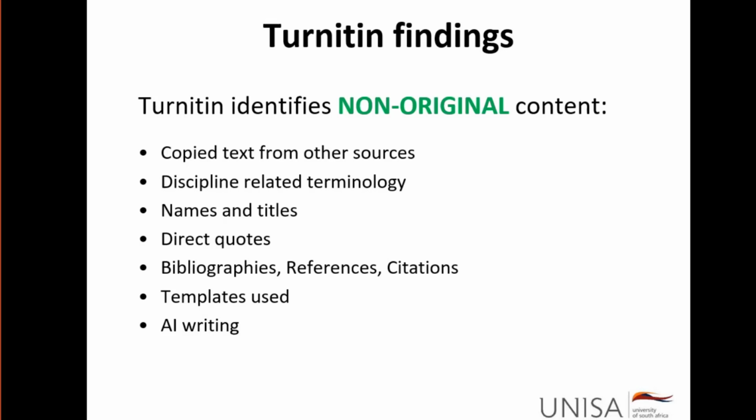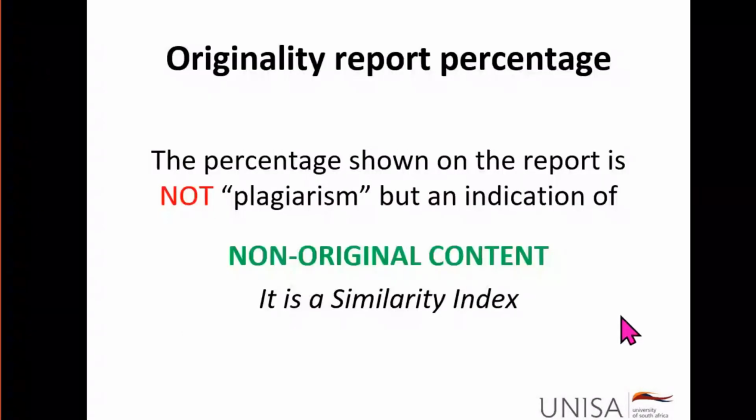Because names and titles, for instance, you cannot change. You need to use them as they are. That is a requirement, especially in your bibliography or for a reference. If you use a direct quote, a direct quote is already an indication that that is not your own work. It is an acknowledgement of the source of information. So this is all identified, and your lecturer then reviews the findings to identify the areas which are of concern or need to be addressed.